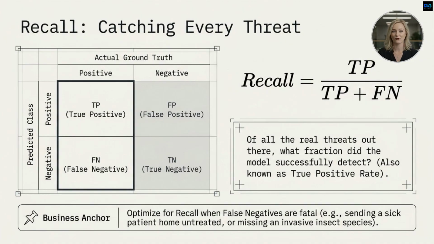Recall, or the true positive rate, focuses on reality rather than predictions. It asks, of all the actual positive cases, how many did the model find? You should prioritize recall when missing a positive case, such as a serious medical diagnosis, has severe consequences.